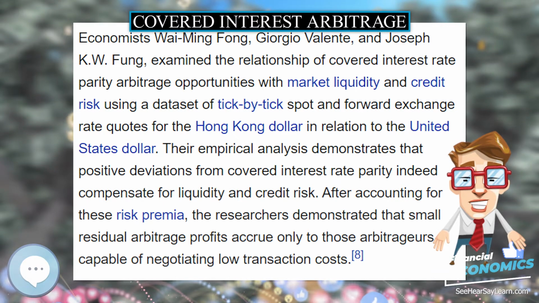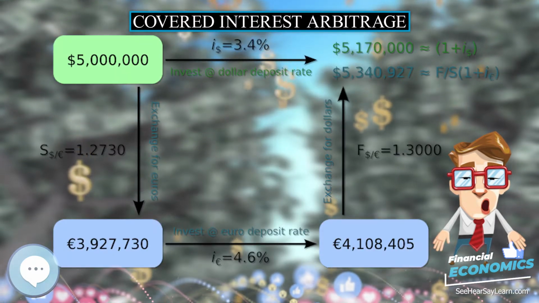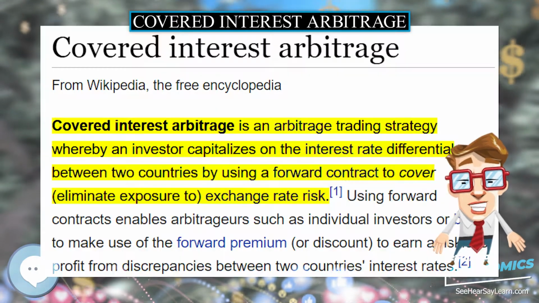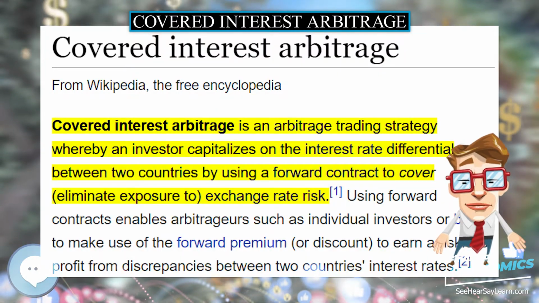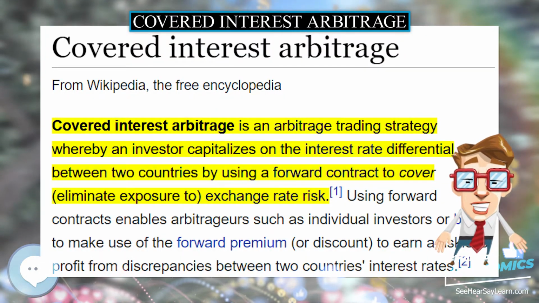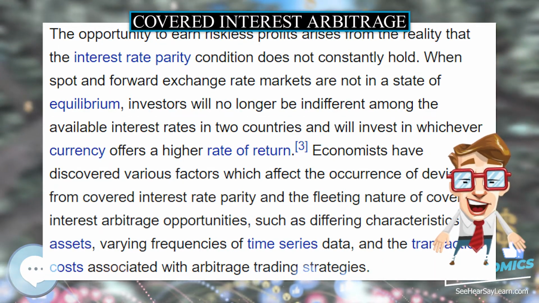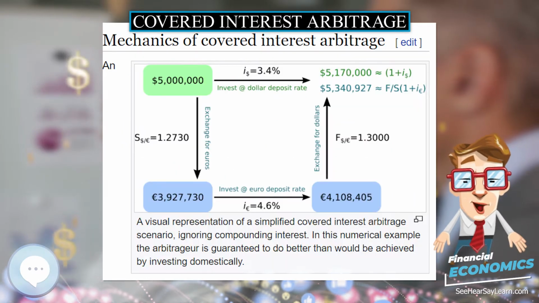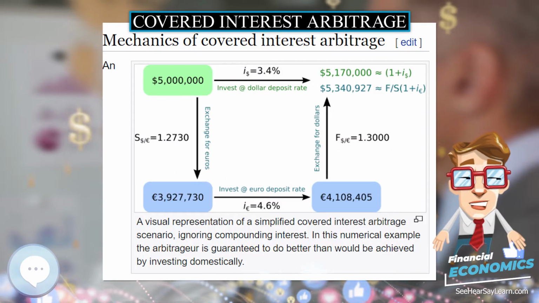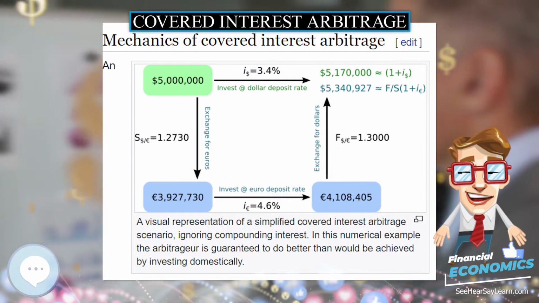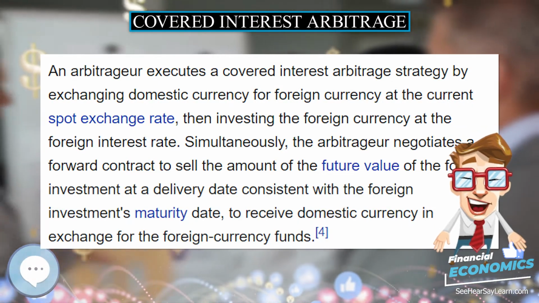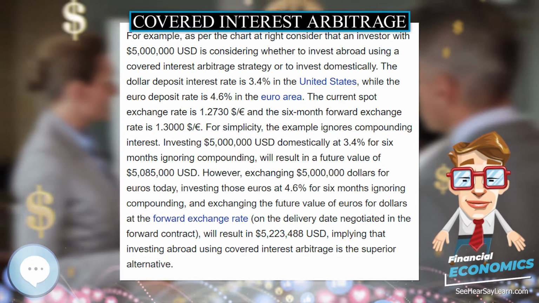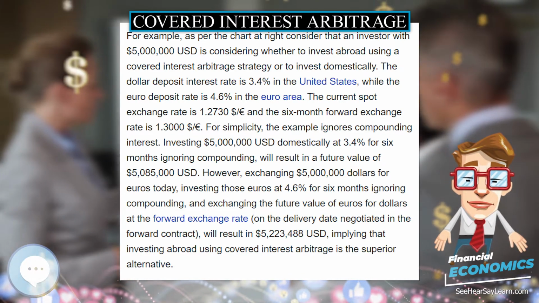Mechanics of covered interest arbitrage. An arbitrager executes a covered interest arbitrage strategy by exchanging domestic currency for foreign currency at the current spot exchange rate, then investing the foreign currency at the foreign interest rate. Simultaneously, the arbitrager negotiates a forward contract to sell the amount of the future value of the foreign investment at a delivery date consistent with the foreign investment's maturity date, to receive domestic currency in exchange for the foreign currency funds.